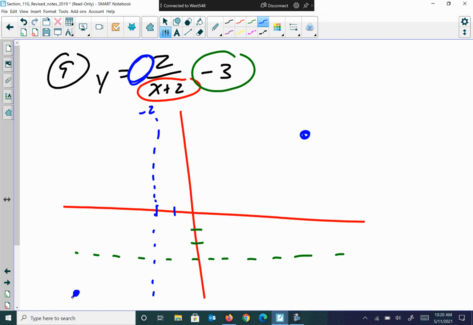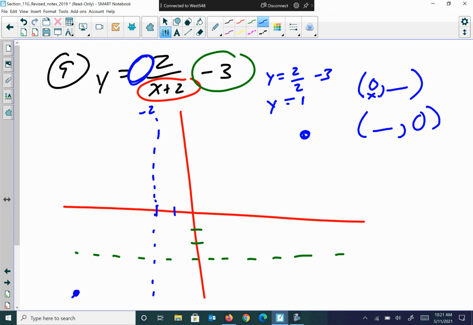It appears that it will indeed cross the x and the y axis both because the asymptotes are both shifted off of there. So let's figure out where it crosses. I'm going to go 0, comma, blank, and blank, comma, 0. So 0, comma, blank, that's obviously an x value. So I get y equals 2 over 0 plus 2, so 2 over 2 minus 3. So y equals 1 minus 3, which is negative 2. So 0, negative 2 is down there.